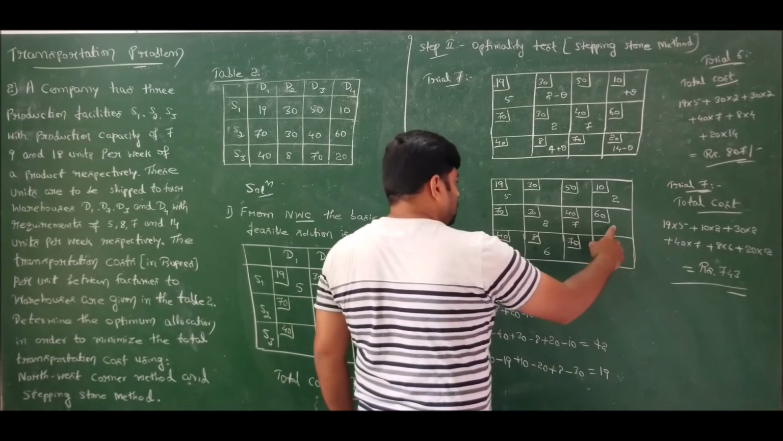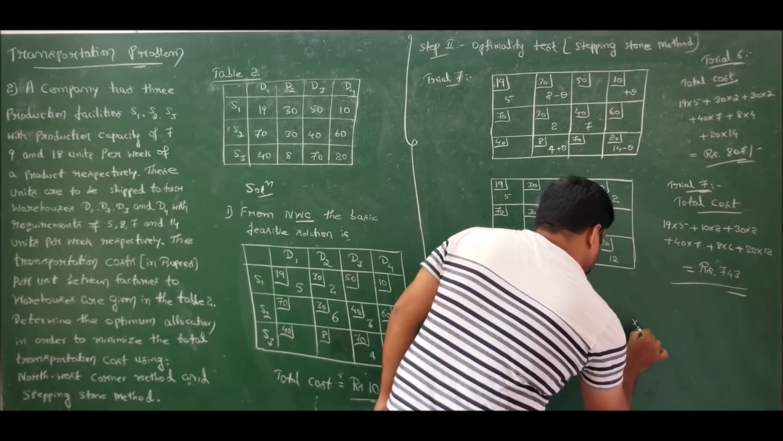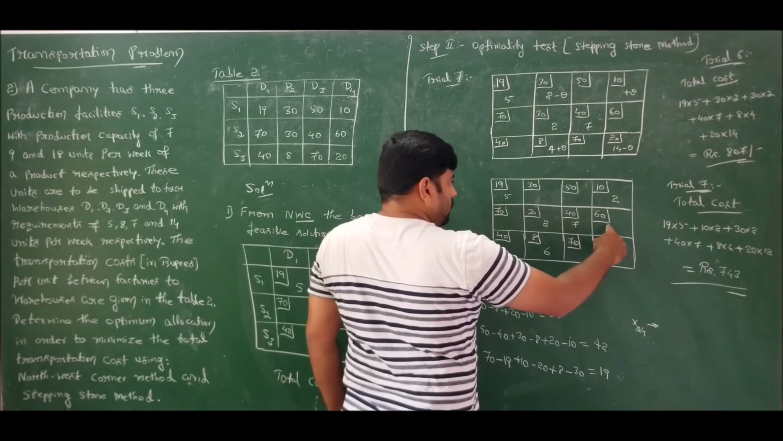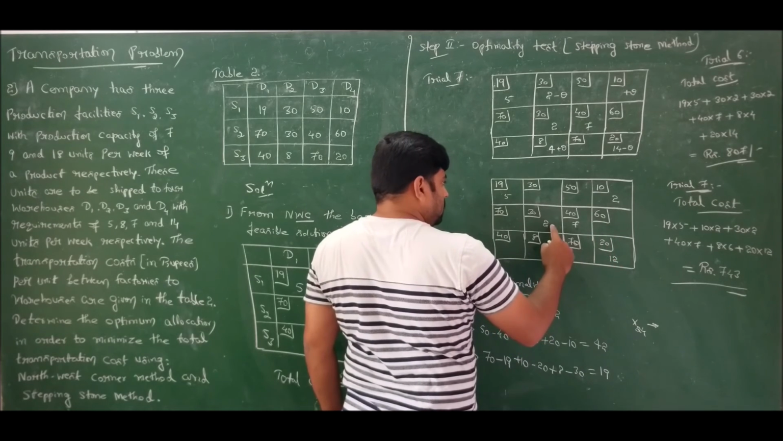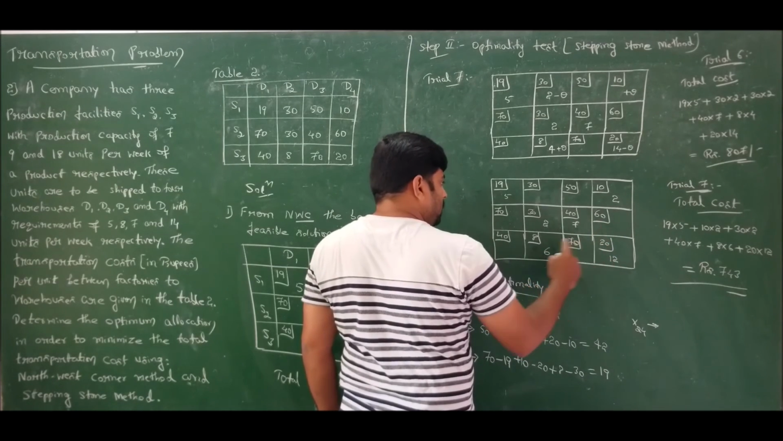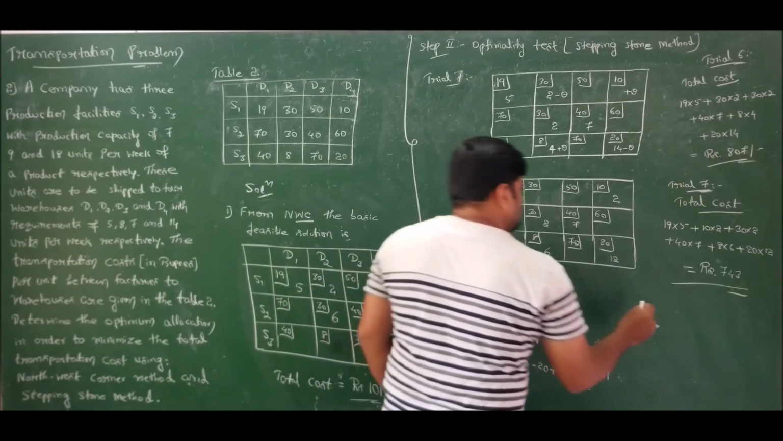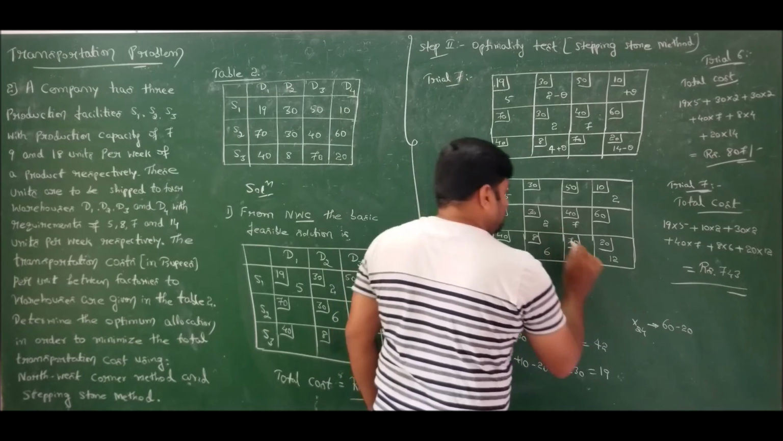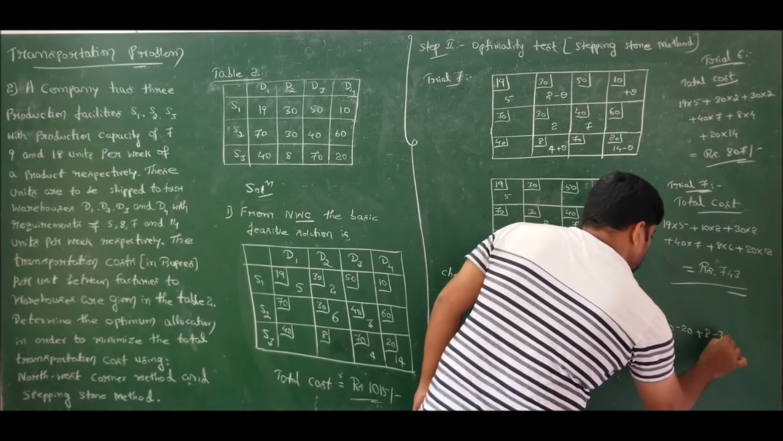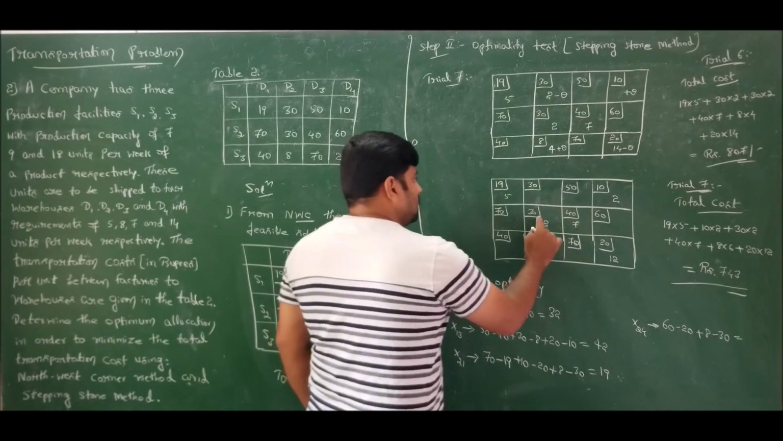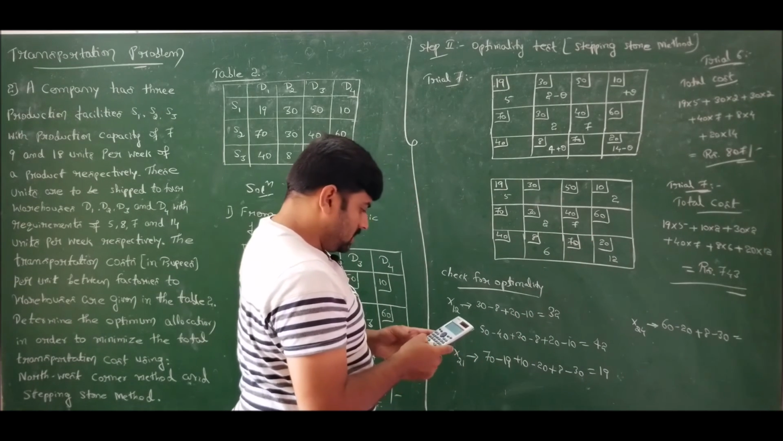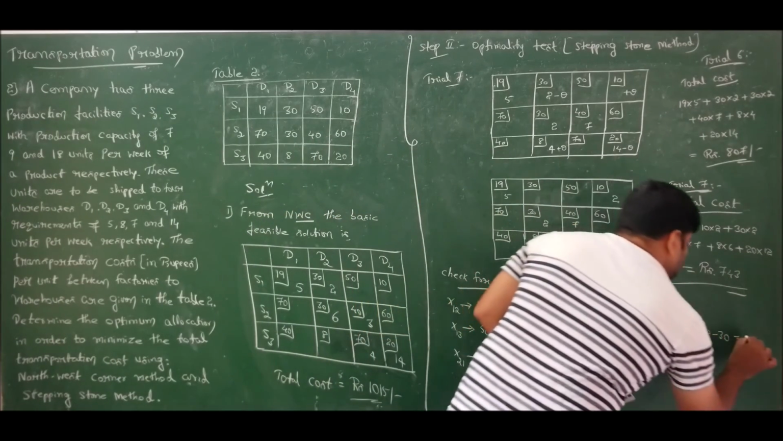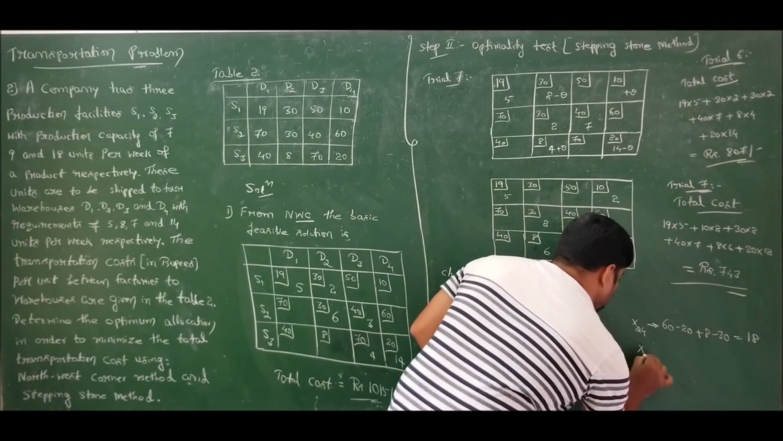Next check for this one, that is x24. If I check for x24, the loop will be: come down, come here, this one. So this will be the loop 60, 20, 8, 30. That is 60 minus 20 plus 8 minus 30 plus 18. This is also positive, which is undesirable for us.